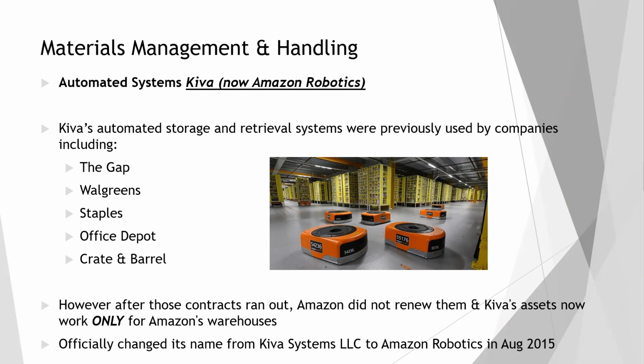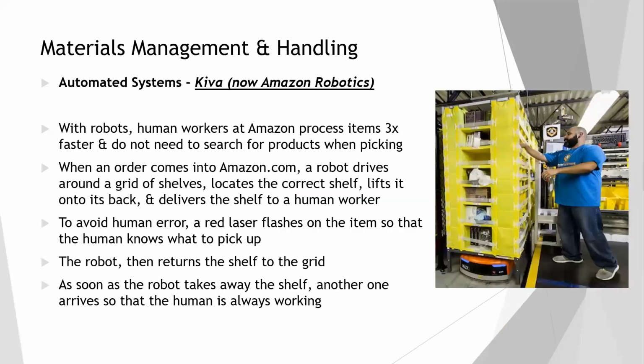And again, once Amazon acquired Kiva, they changed the name to Amazon Robotics. Before they were bought by Amazon, Kiva's automated storage and retrieval systems were used by other companies. They were used by Gap, Walgreens, Staples, Office Depot, Crate and Barrel. However, after these contracts ran out, Amazon did not renew them. And now Kiva's assets only work for Amazon warehouses. They officially changed the name from Kiva Systems LLC to Amazon Robotics in August 2015.